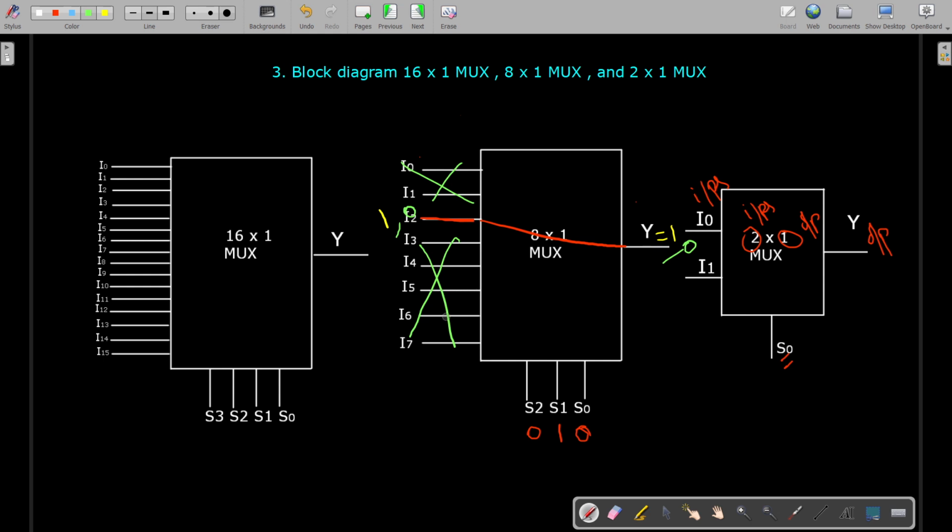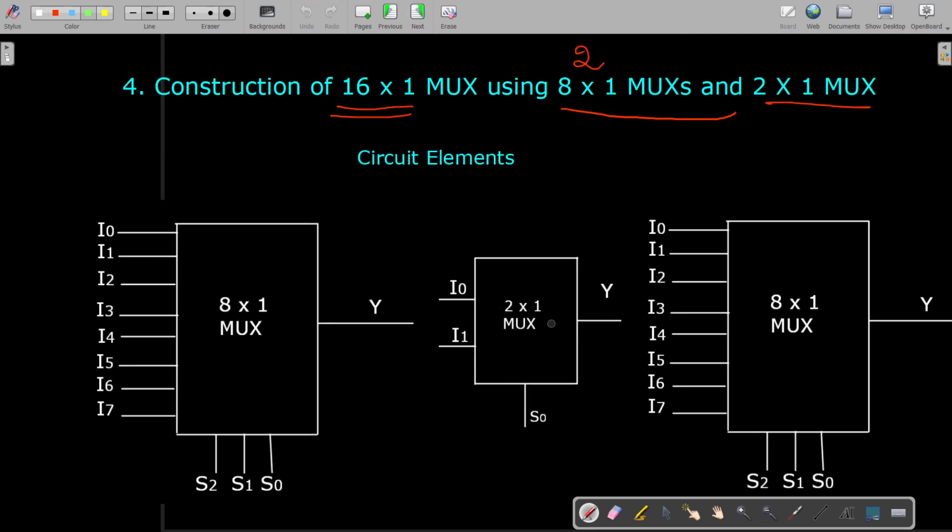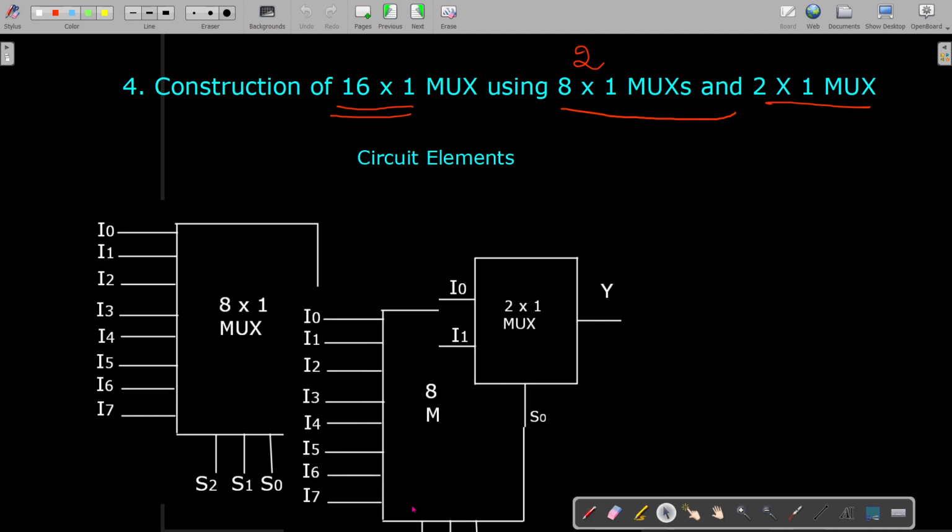Then how is it possible for us to perform the functioning of this 16 by 1 using this 8 by 1? How is it possible? That's what we are going to see here. So we have the circuit elements and I'm going to arrange the circuit elements like this.